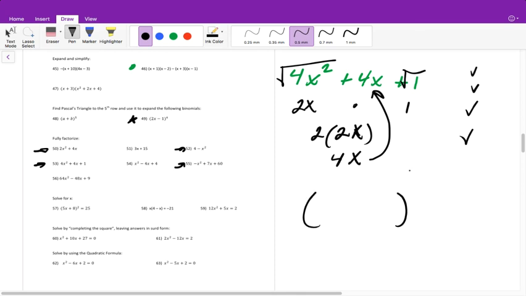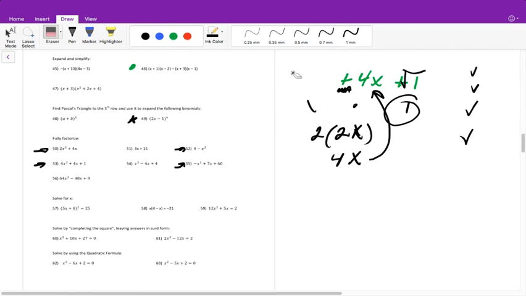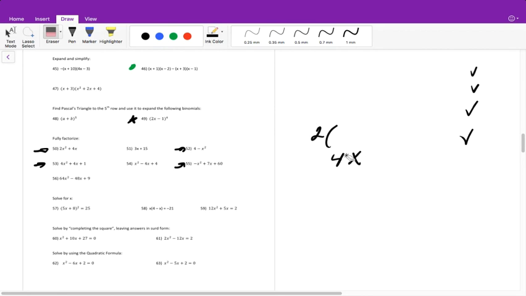When that happens, we write a binomial and we square it. Well, the two square roots, 2x and 1, get written. And then the sign that we have in the middle is a sign that goes here. So it factors out to 2x plus 1 squared. All right, then the last one I'm going to do for this bunch, number 55.